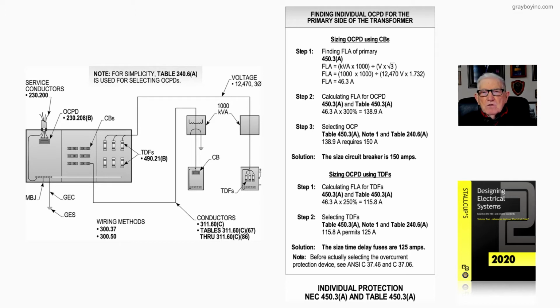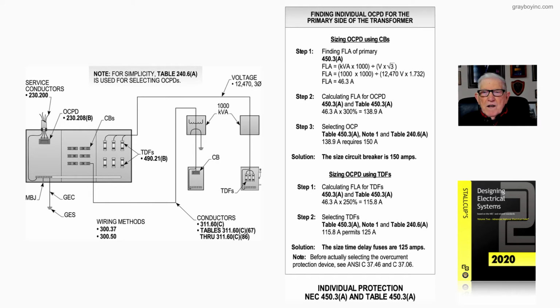Now notice in the illustration, we give you some information there. Service conductors, go to 230.200 for those rules, and you'll pick up your rules for service conductors there. And then the overcurrent protection device for the service is 230.208(B). Now, notice when you look at the note, for simplicity, table 240.6(A) is used for selecting your overcurrent devices, and we just use that because we don't have a table listing all these high voltage protective devices that are available to you. Now the voltage is 12,470 3-phase.